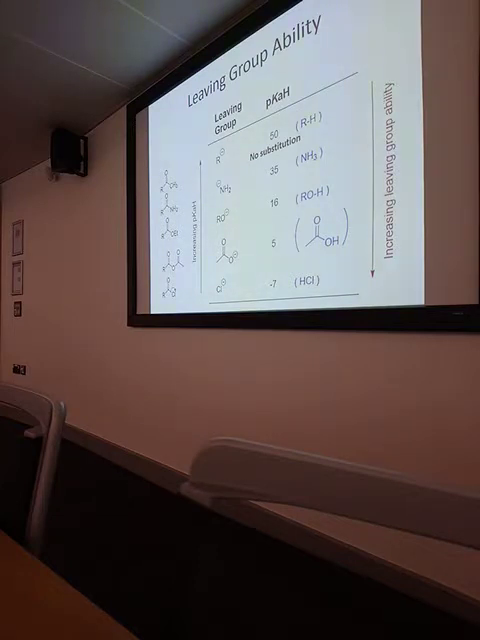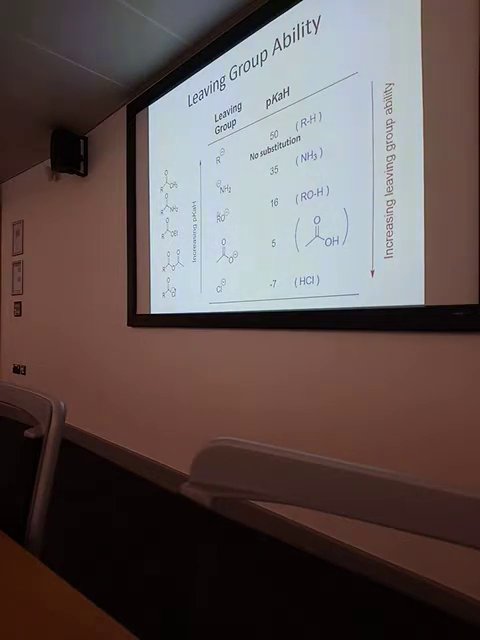So leaving group ability and reactivity have a relationship with each other, as we've implied before. These are the different leaving groups. As I've said, the chloride anion is very, very happy, relatively stable. You're used to seeing it, so it seems quite familiar. The carboxylate, again, is stabilised by resonance.